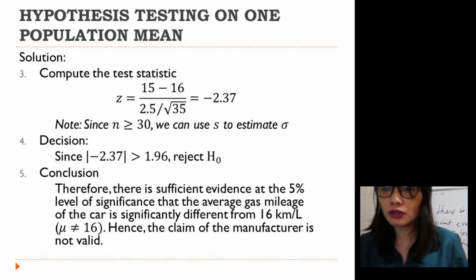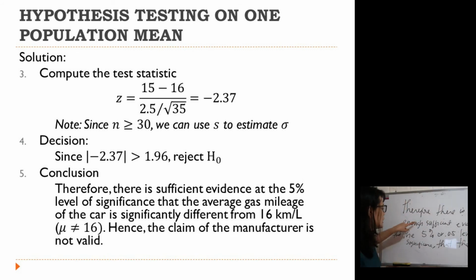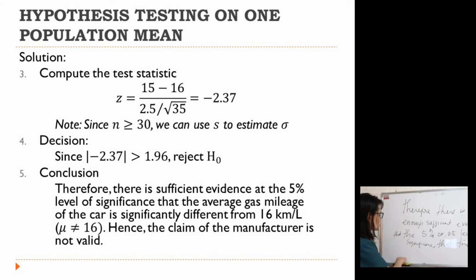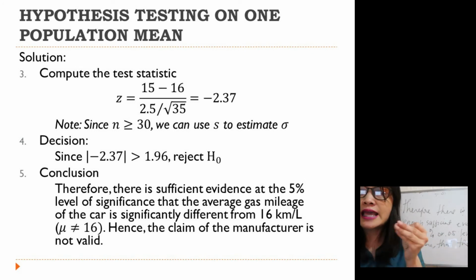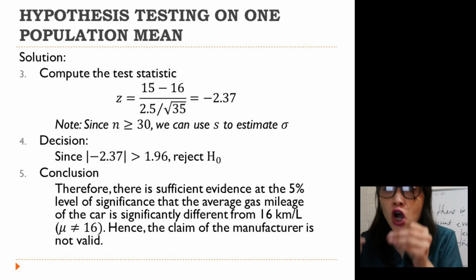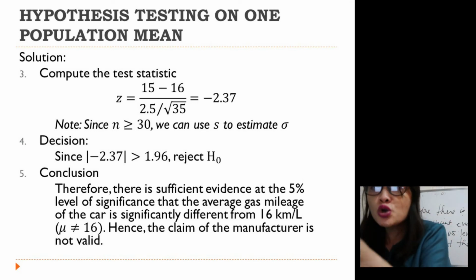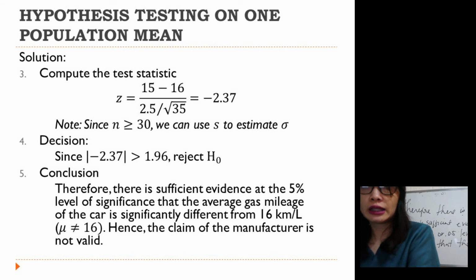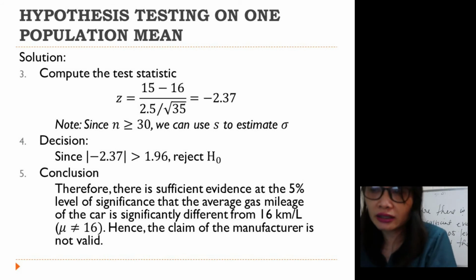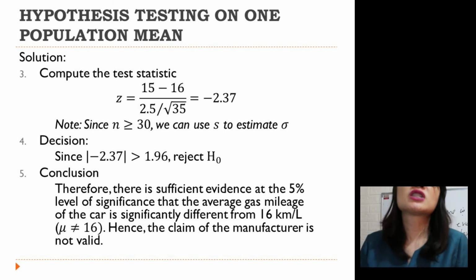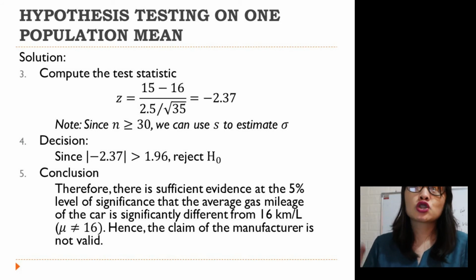Therefore, there is enough sufficient evidence at 5% or 0.05 level of significance that the average gas mileage of the car is not equal to 16, or in short, mu is not equal to 16. Or is significantly different from 16. So you can use not equal to 16 or significantly different from 16 kilometers per liter. So that is your conclusion.